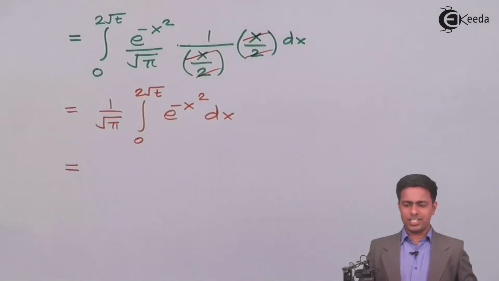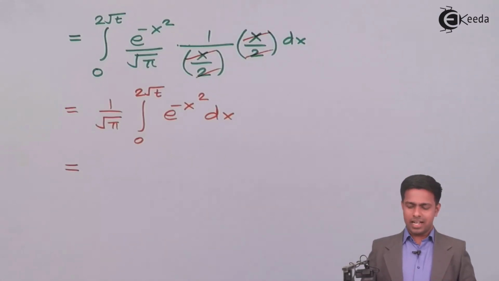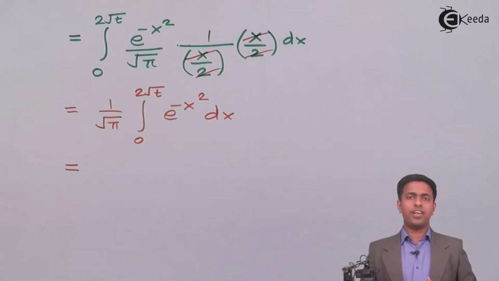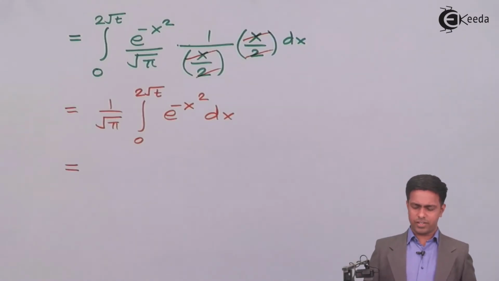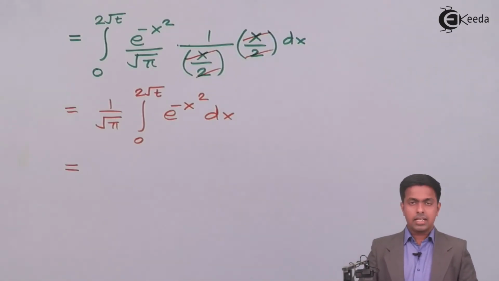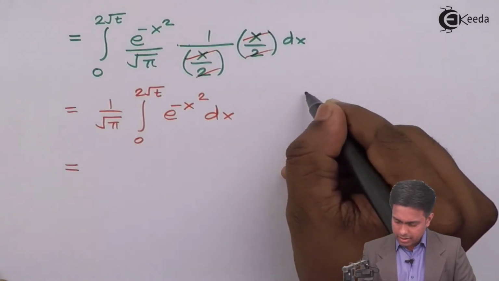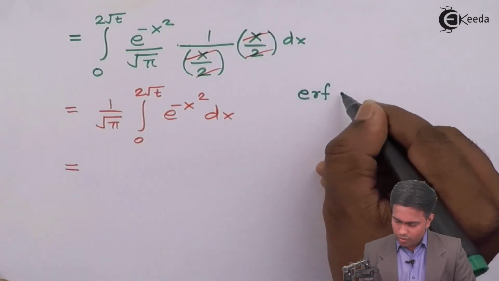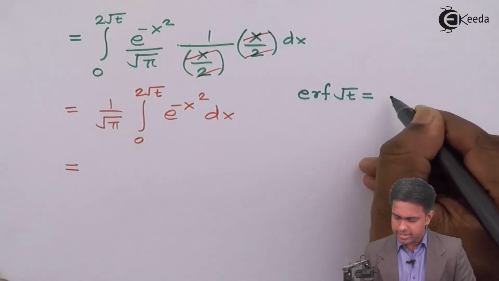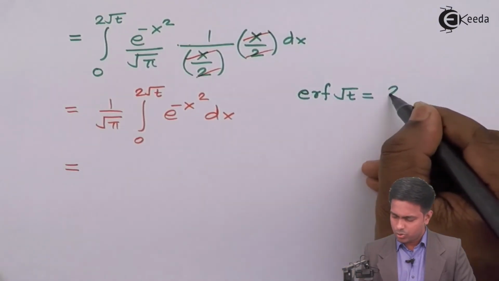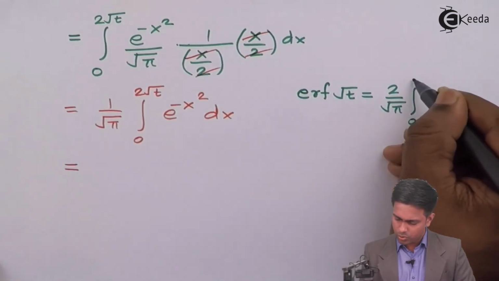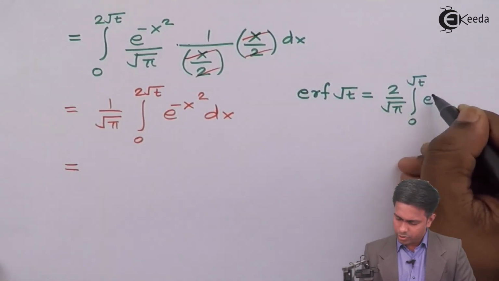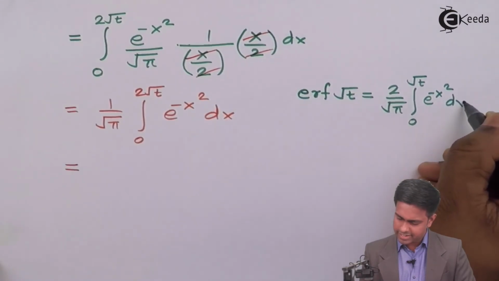So guys, what is the value of this integration? So let me tell you that there is a definition of the error function, and this matches with the definition of the error function that says that error function of root t is nothing but 2 upon root pi into integration over 0 to root t e to the power minus x square dx.